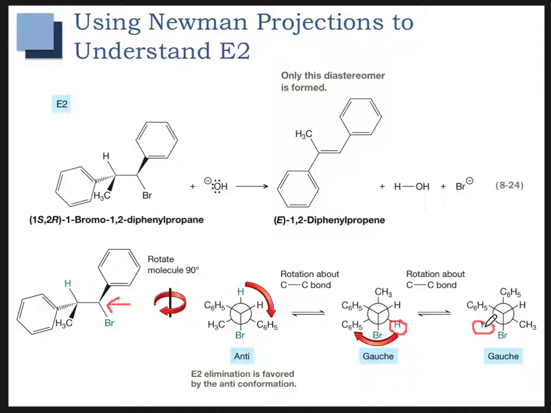So what you might have to do is draw out all three Newman projections and find the one where the beta hydrogen and the leaving group are anti to each other, and this is the one that is going to lead to the product. You can see that happening here, where we have this benzene ring on the same side as the methyl group, and the hydrogen on the same side as the benzene ring. So that's how we're getting to the product there.